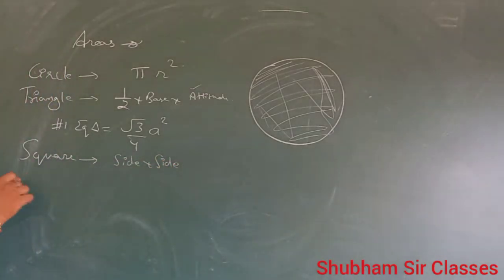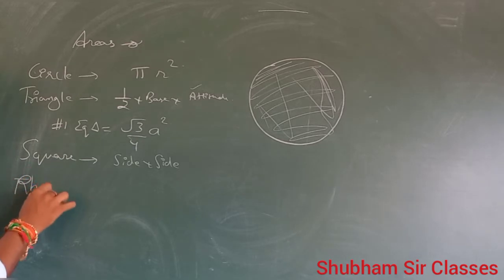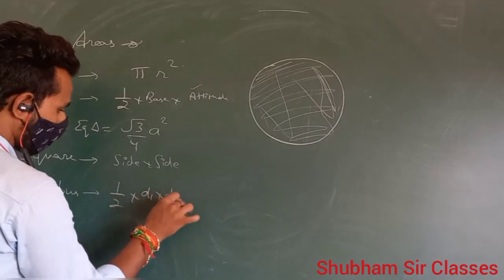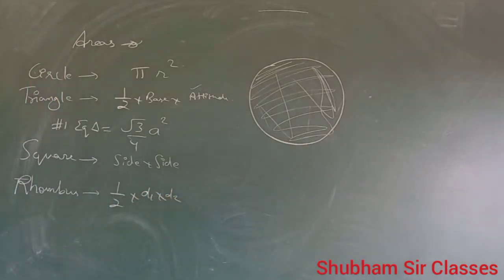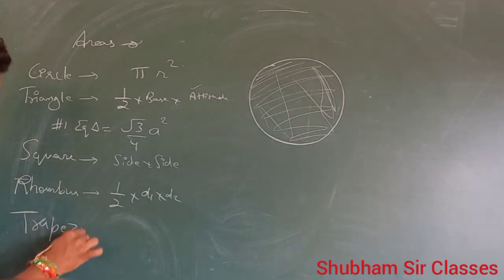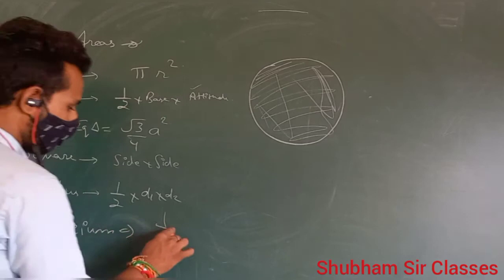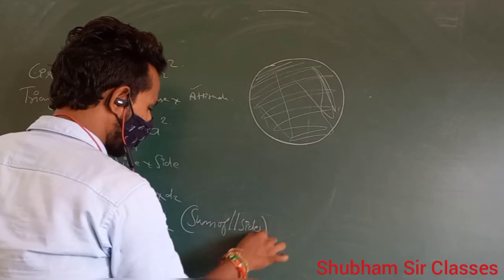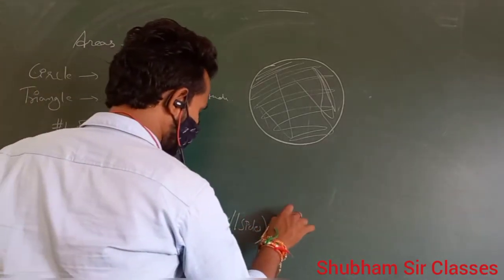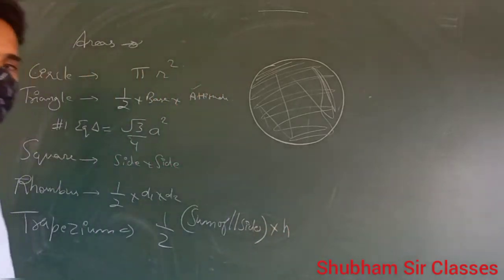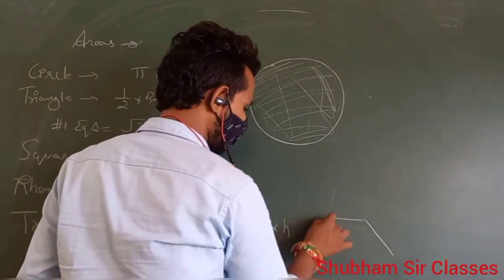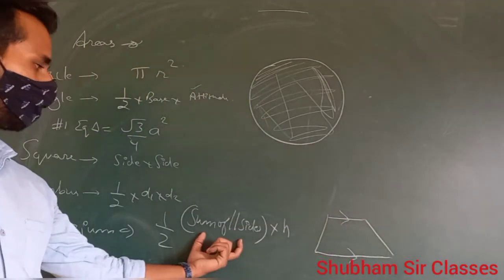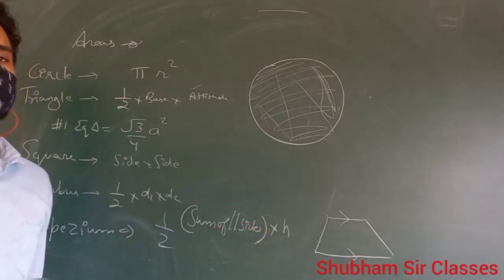Area of rhombus is 1 by 2 into the product of its diagonals. Area of trapezium is 1 by 2 into the sum of parallel sides into the altitude, that is the perpendicular height h. Look, a trapezium is in this shape in which one pair of sides is parallel. So we have to add the sum of these parallel sides, then 1 by 2 into h. This is the area of a trapezium.